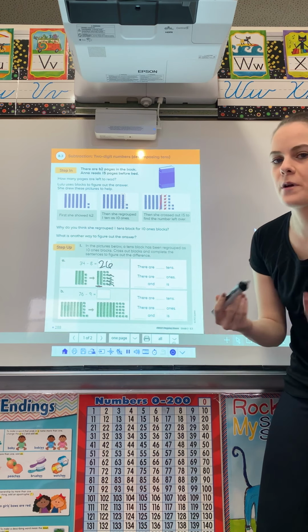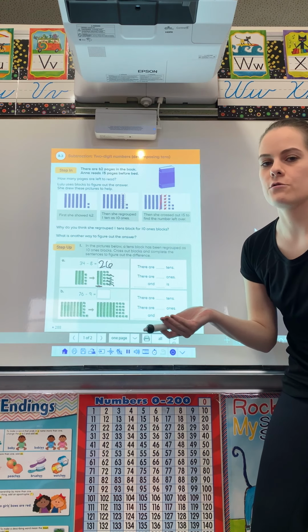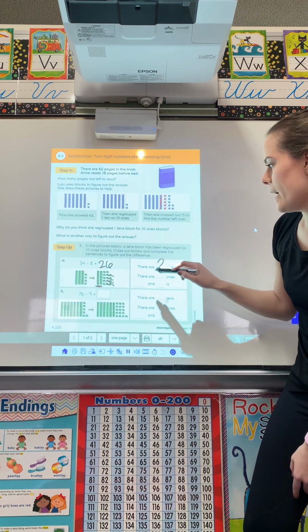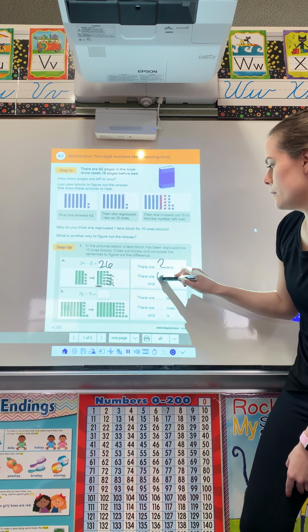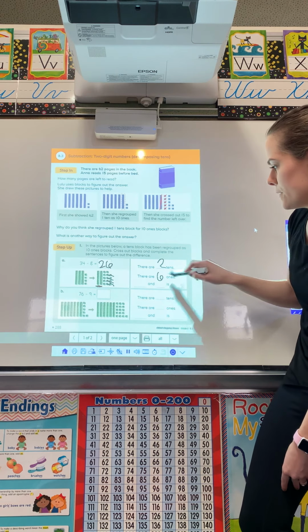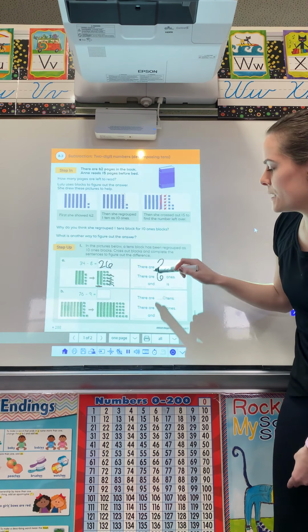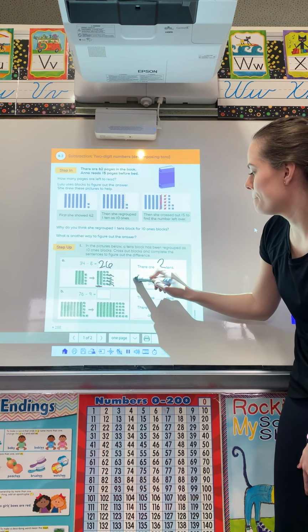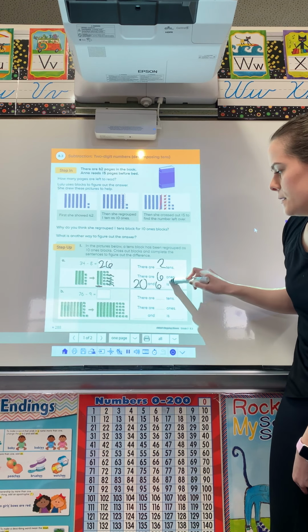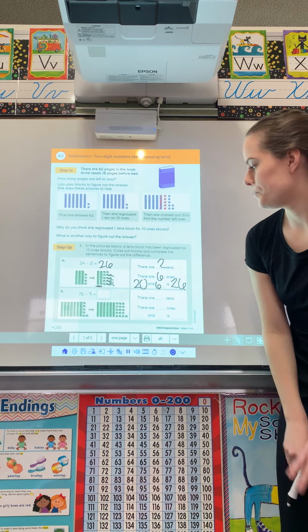Here, they want you to just break it apart and show them that you know that you have 2 tens. There are 2 tens. You have 6 ones. Then you're going to say blank and blank is your answer. So you look at your 2 tens. 2 tens makes 20. And 6, you just pull down that 6, is 26.